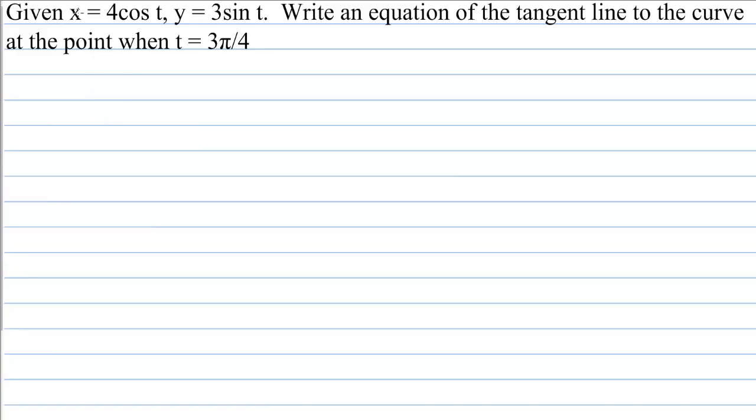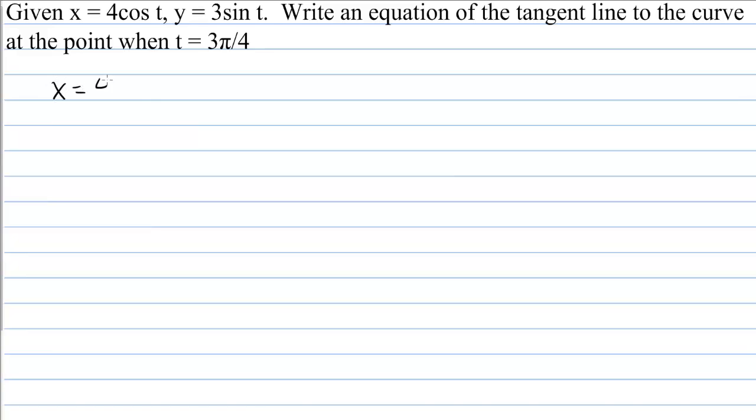In this problem, it says given x equals 4 cosine t, y equals 3 sine t, write an equation of the tangent line to the curve at the point when t equals 3 pi over 4. Well, to find the equation of a tangent line, we need two things. We need a point and we need the slope, or just to find a line in general. So let's find the point.